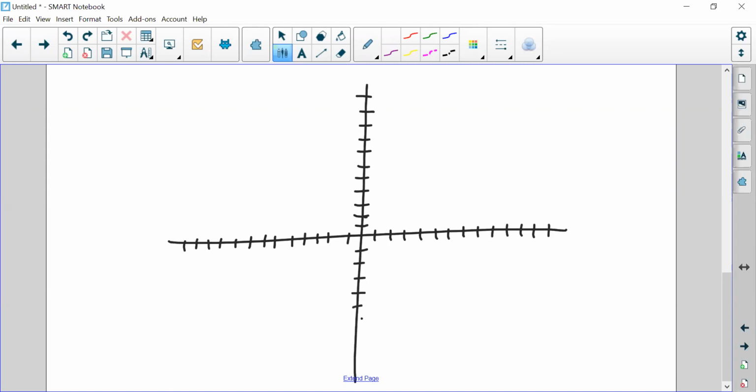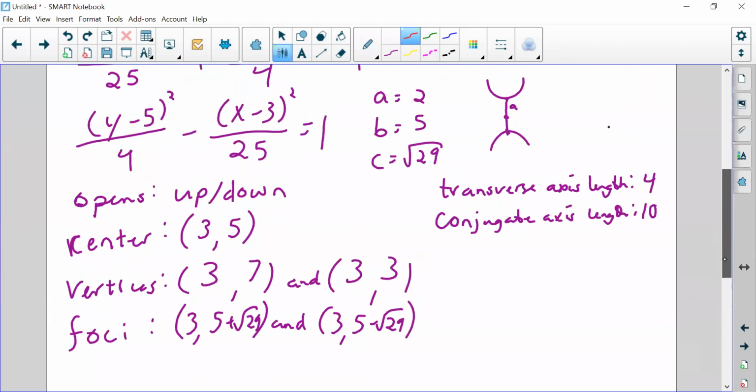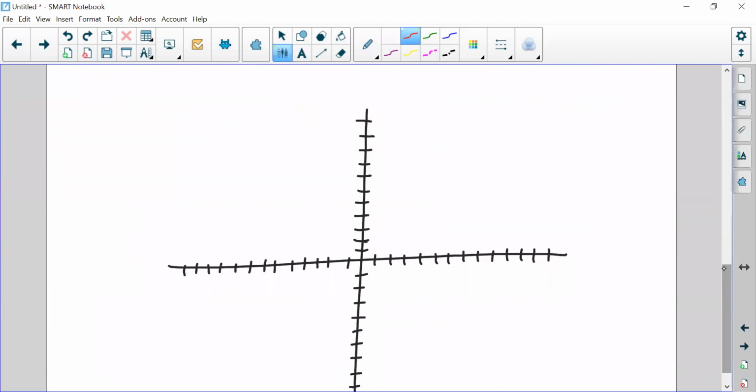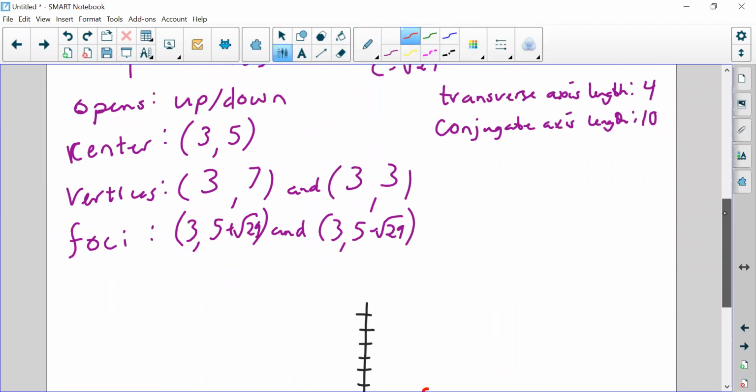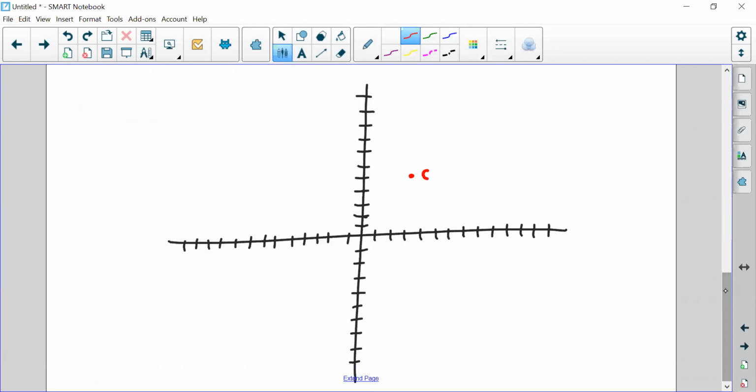Spacing is not very good on this one. Okay. So I have opens up and down at the center at 3, 5. 1, 2, 3, 4, 5. Okay, so the center at 3, 5. Vertices at 3, 7, and 3, 3. Okay, there's my 2 vertices.